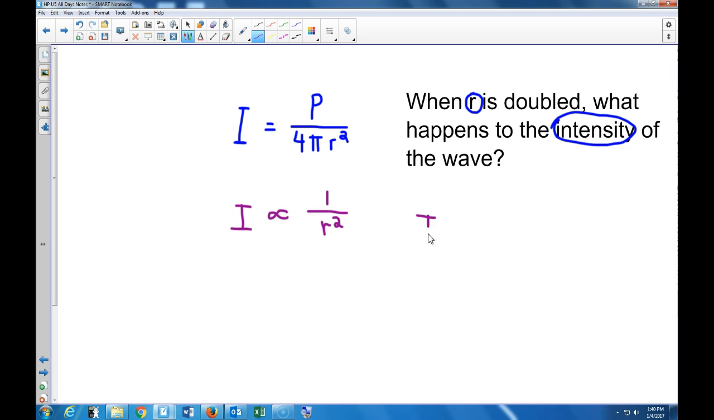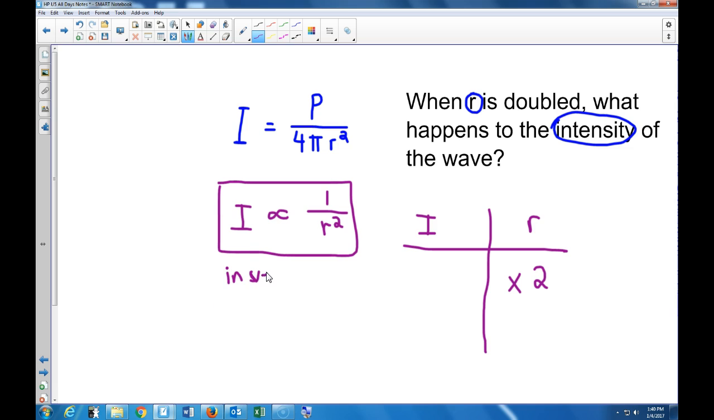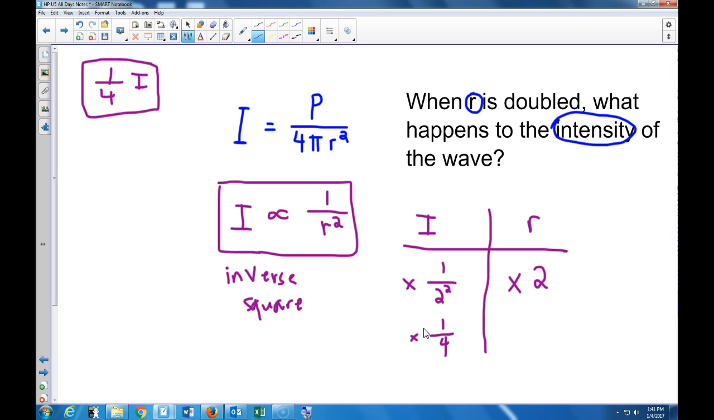So look at what we have here. The proportionality tells us how I is impacted by a change in r. Specifically, if you multiply r by 2, this is inverse square. We're going to have to multiply I by the inverse of 2 squared. In other words, we're going to multiply I by 1/4. So the new I will be 1/4 the original I, and that's the answer. What happens? It's multiplied by 1/4, or you get the original I over 4.